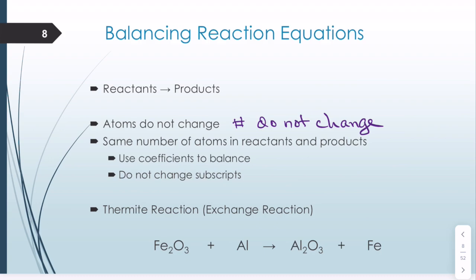All right, so if the number of atoms does not change, that means we do something called balancing the reaction so that we have the same number of each atom on both sides, reactants and products. And we use coefficients that we're going to put in front of the various components of the reaction to balance it. Notice that we do not change the subscripts in the compounds' formulas because those subscripts represent the composition of the compound. So we're not going to change those. We're just going to add coefficients.